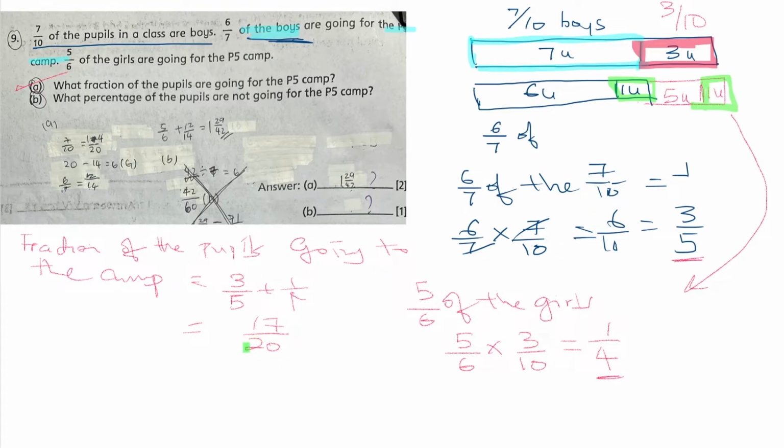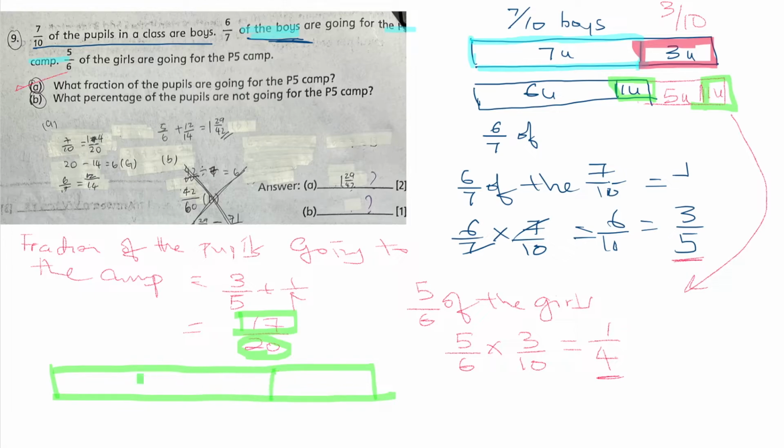Actually, it's very simple. You already know that in total I have 20 students. Total of 17 will be going. So if I have a bar here, 17 is going, because fraction of students going. So we're left with 3 units not going.